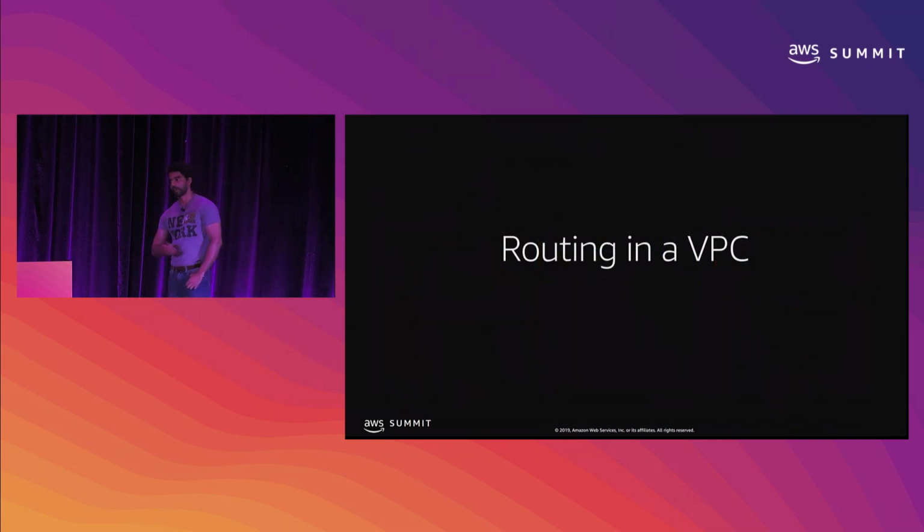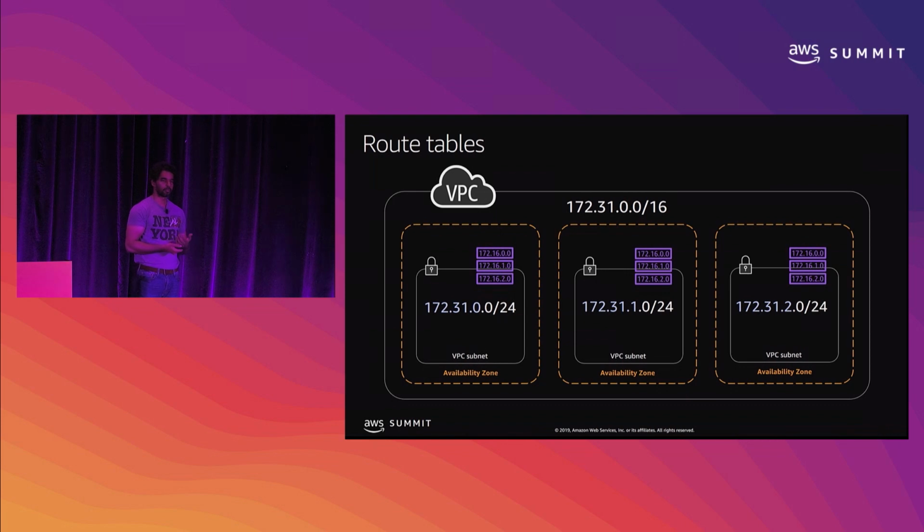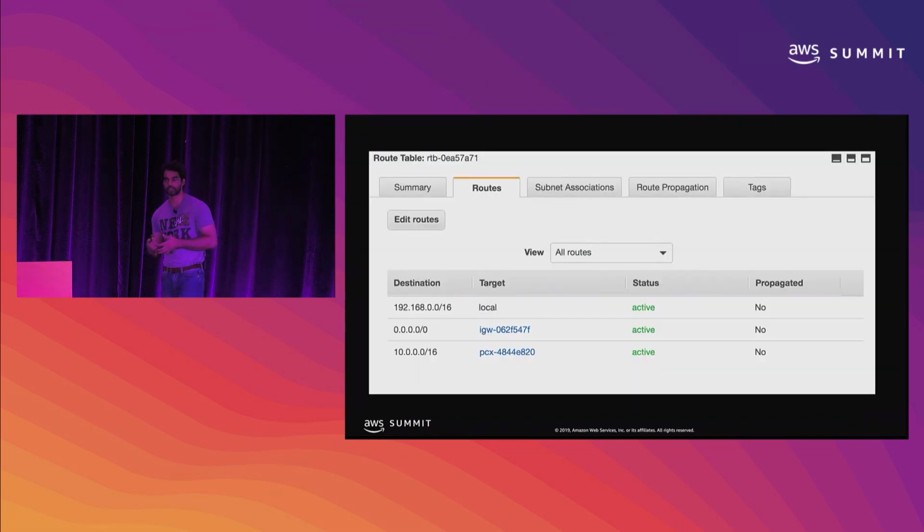Okay, so we have assigned IP addresses to a VPC. Now, how do we route traffic between instances in a VPC and out? Each subnet has a route table, and this route table decides how traffic will flow within the VPC and outside. So let's look at an example, a screenshot of what a route table looks like.